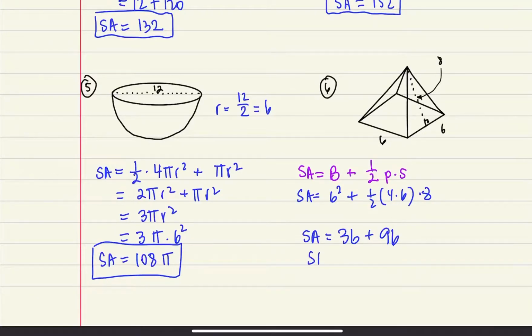So the surface area of this square pyramid is going to be 132 units. Okay, and there you have it. I hope this helps.